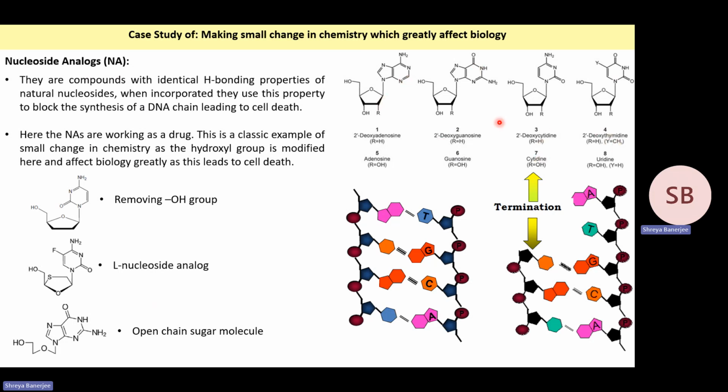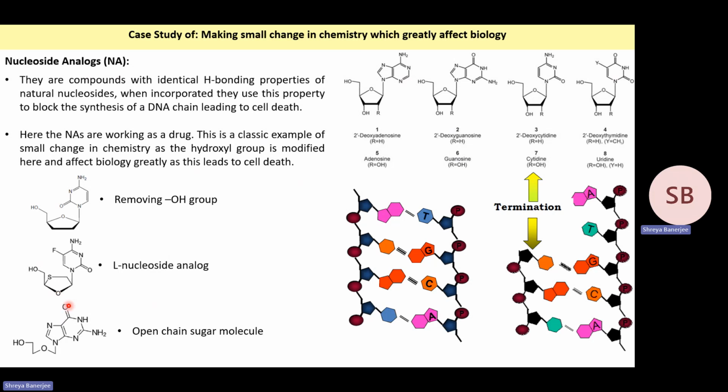These are called nucleoside analogues, and they can work as a drug. And this is a very classic example where a small change in chemistry, just replacing an OH group by an H group, is leading to a great change in biology, that is cell death. So there can be other kinds of nucleoside analogues also. One we showed here is where the OH is replaced by H.